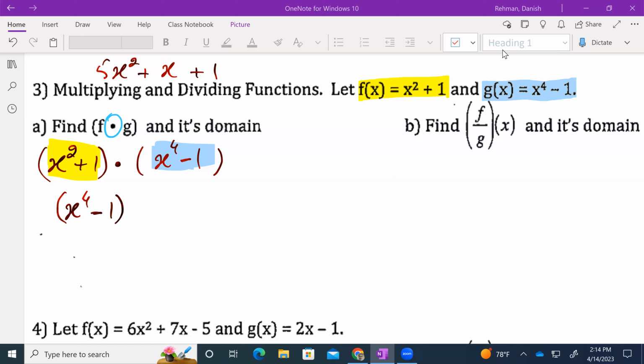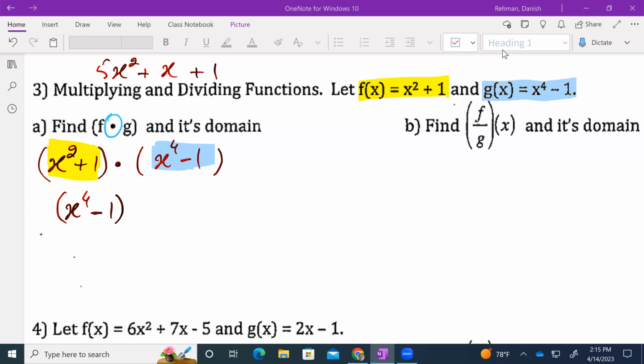When I'm counting, the terms are always separated with a plus or a minus sign. So here, at the plus sign, the terms are separated. So there are two terms. This is the first term, the 1 is the second term. First term is x square, second term is 1. So I will distribute the blue function over these two terms first.